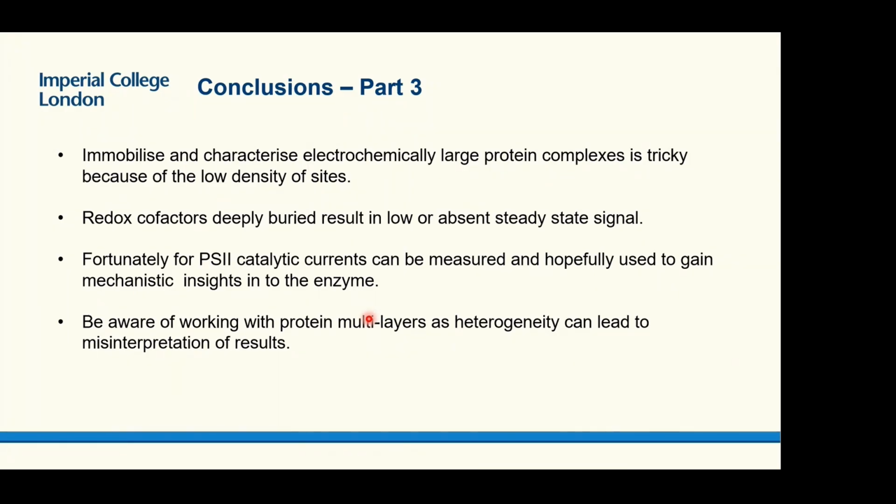So there's still more work that can be done, and more of these large complexes, especially nitrogenase, which is quite interesting, that can be studied.